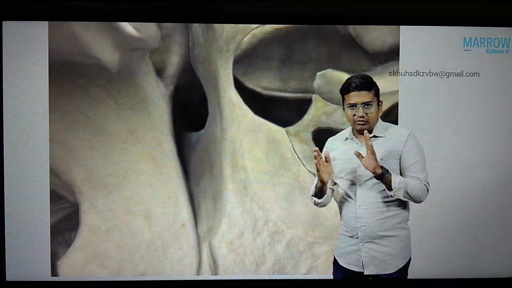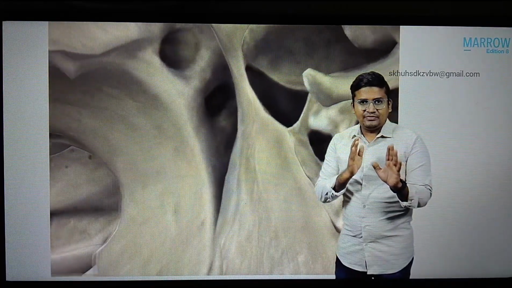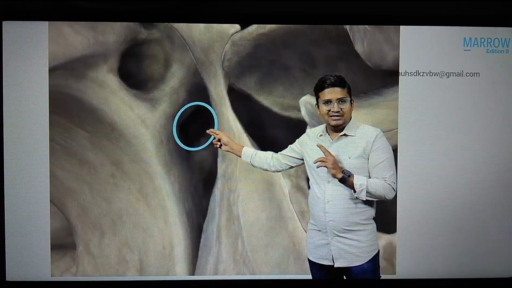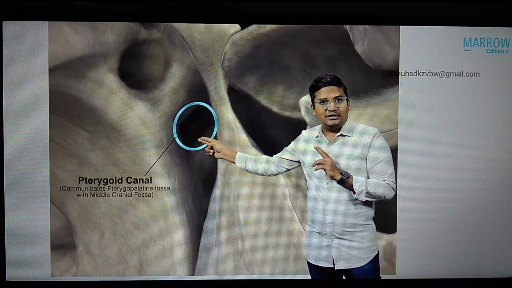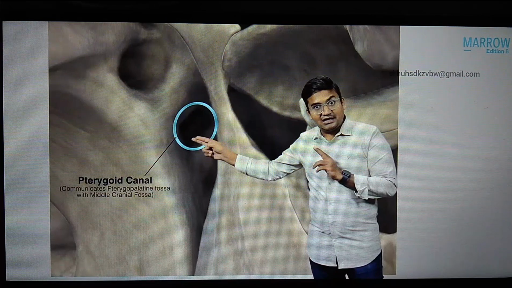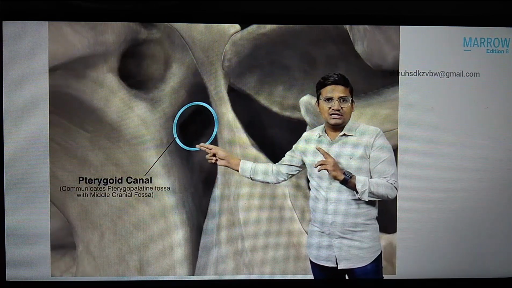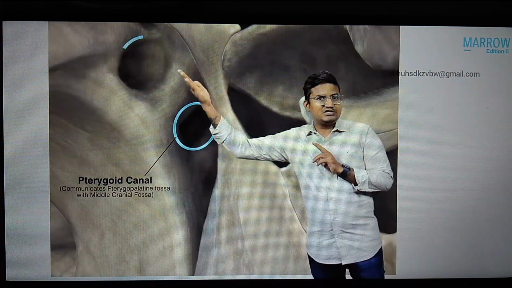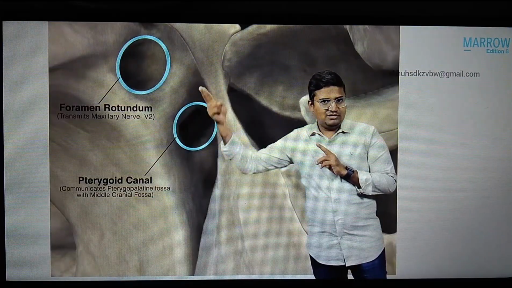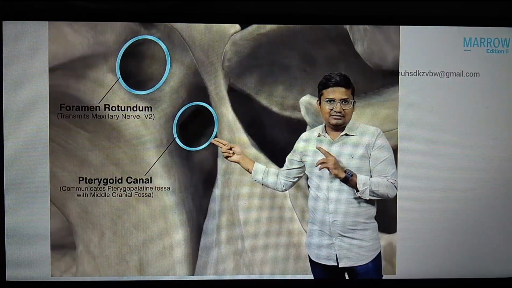Okay. Right. So now we're going to turn the bone slightly in the front side, and we are seeing this foramen. See this foramen? That is our pterygoid canal, communicating the pterygopalatine fossa to the middle cranial fossa. Intracranial communication of pterygopalatine fossa. Just above that, you are seeing this one. That is our foramen rotundum. Foramen rotundum, and this is our pterygoid canal.